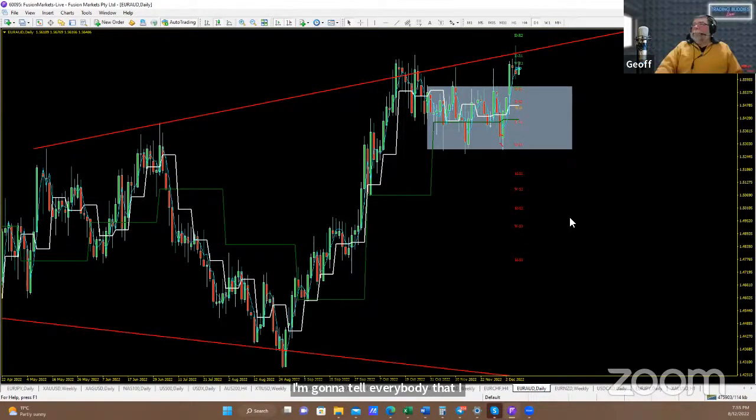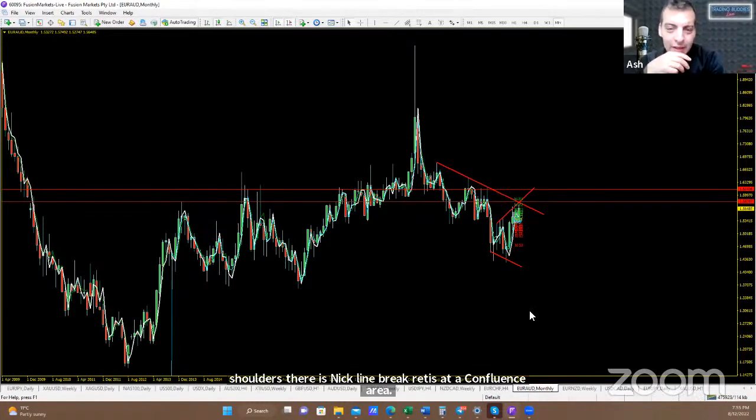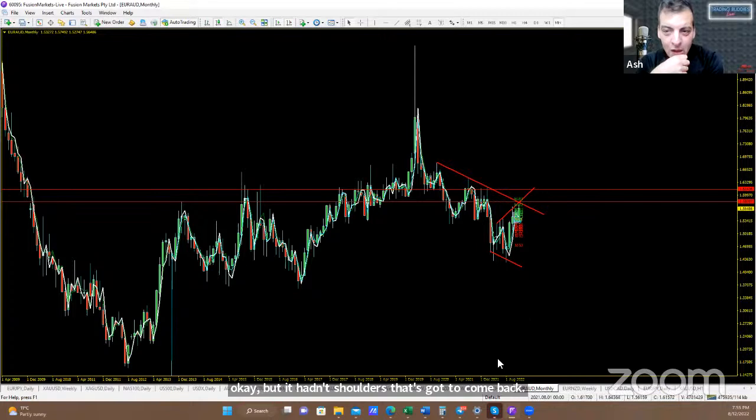I've got to find a way in Euro. The more I look at it, the more compelling it is. It's just absolutely set, ready to go. Look at that big head and shoulders there, Ash. Neckline break, retest at a confluence area. How can it not be a sell? Lower low, lower high. Even as an inverted head and shoulders, it's got to come back. Even if the bulls are thinking, okay, inverted head and shoulders, it's right on the neckline. I totally agree with you, mate. I'm short on the Aussie.